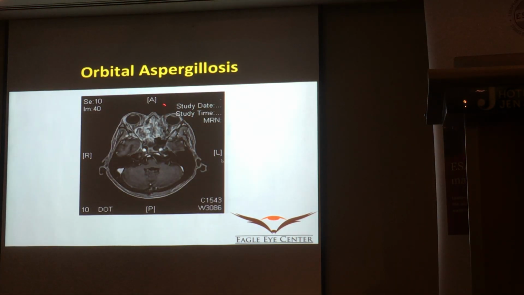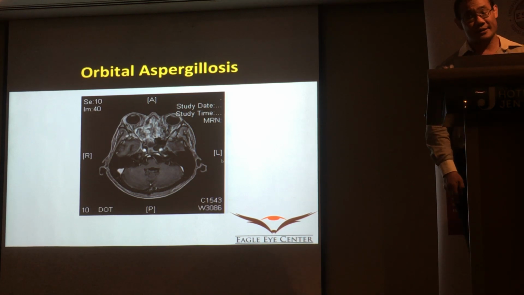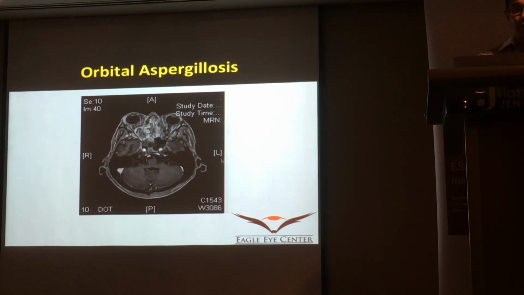Right, infections. This is the back of the eye, one whole big lesion in the back, in a mass in the nasal sinuses, infiltrating into the orbit itself. That's orbital aspergillosis. Typically, in non-HIV patients, the typical patient will be one with poorly controlled diabetes.